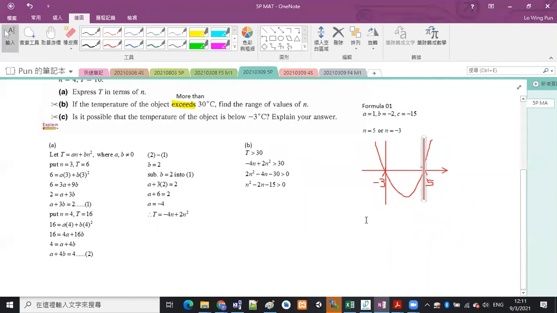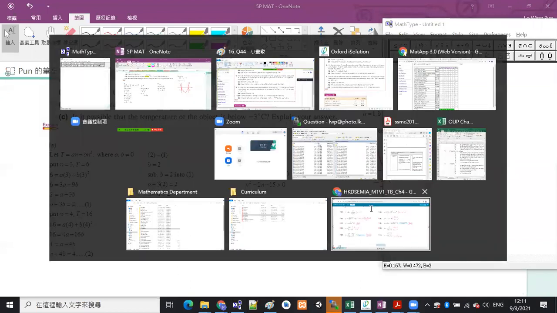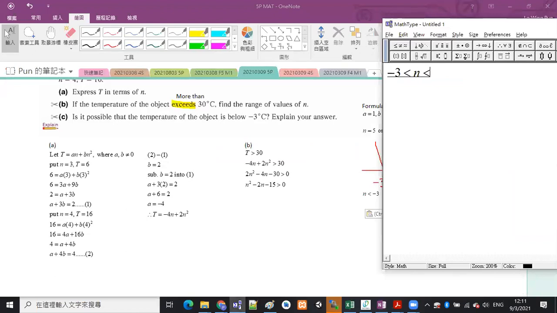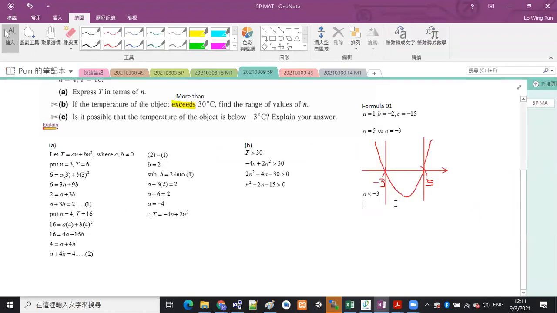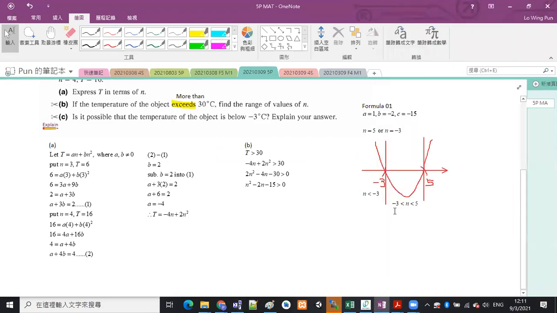Like this. The left part should be n less than -3. Then the second part is -3 less than n less than 5. And the right part should be n larger than 5.